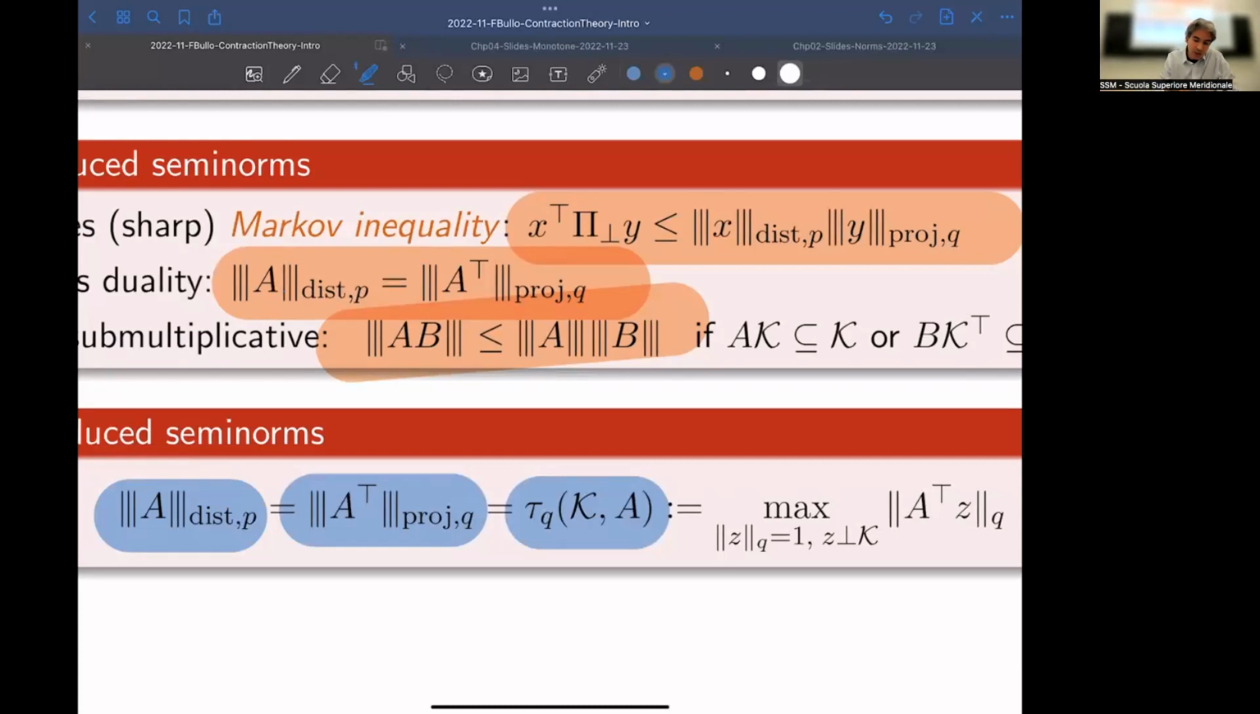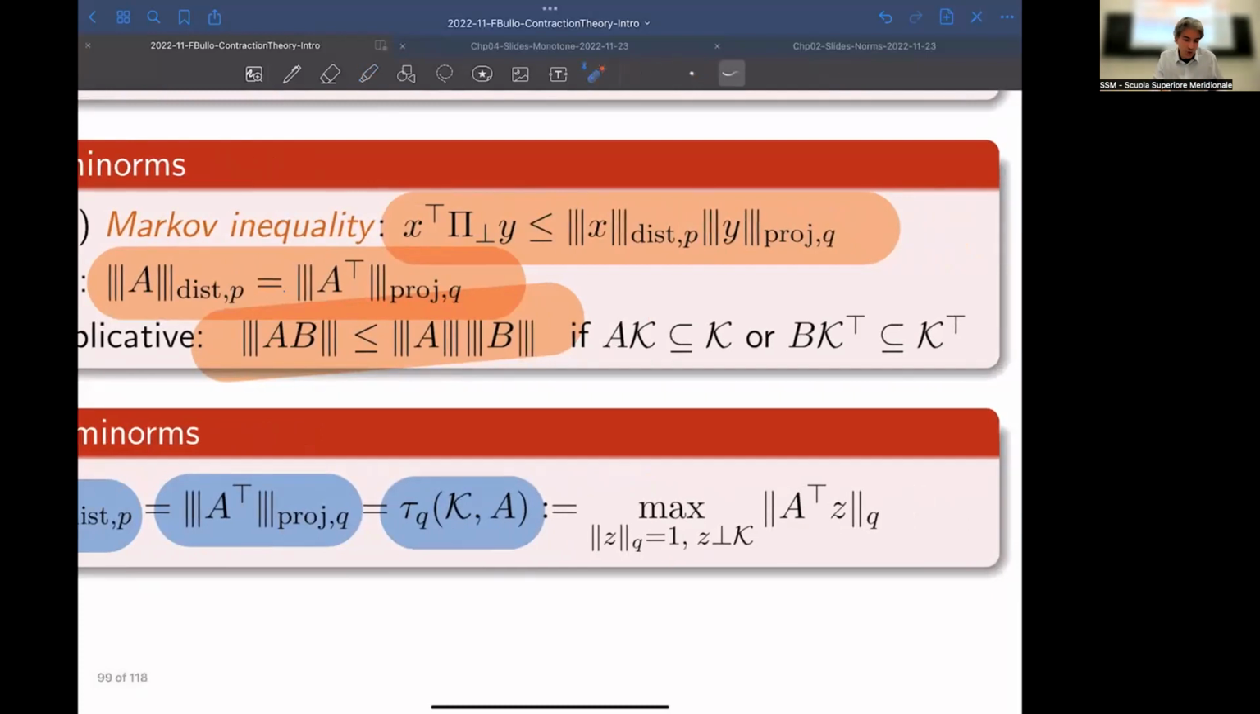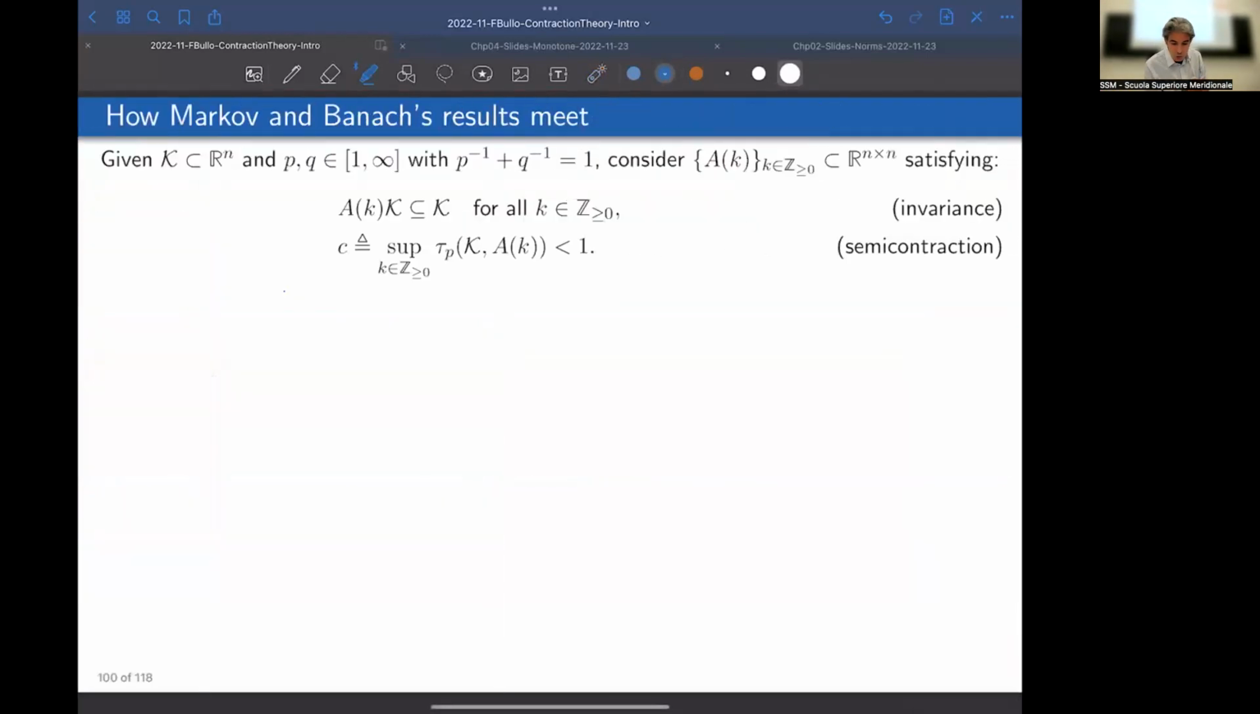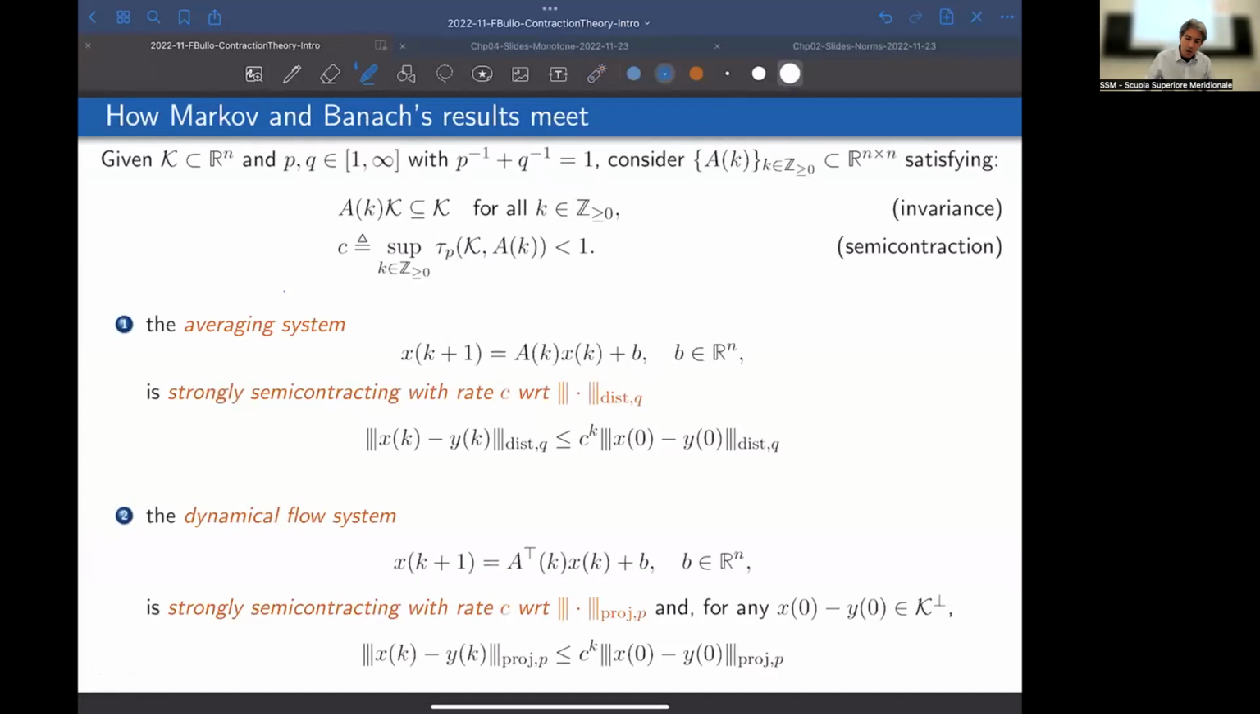And so the matrix induced norms and induced seminorms are the same. Moreover, this was known before, and we didn't discover it, you can define ergodic coefficients with respect to arbitrary P and Q norms. The classic one by Markov was for the one norm, called tau1, but you can do that for any norm and it works. And so going back to our contraction theory, here's the way in which I will state all of these results.